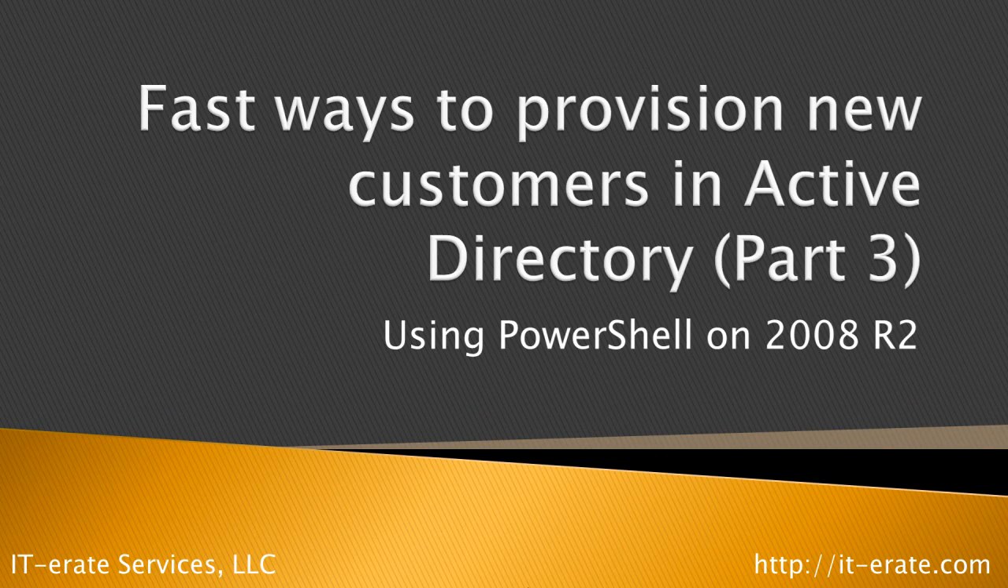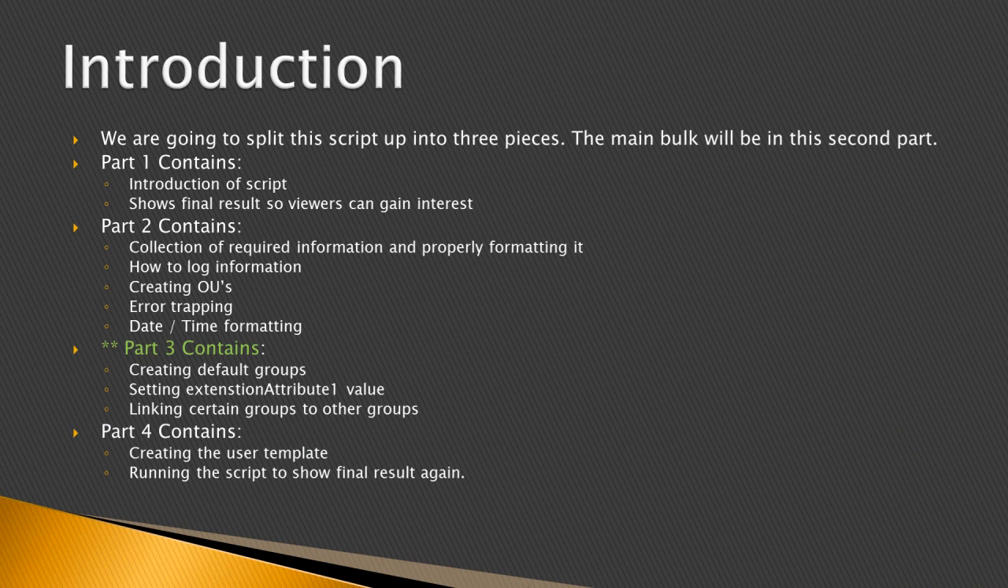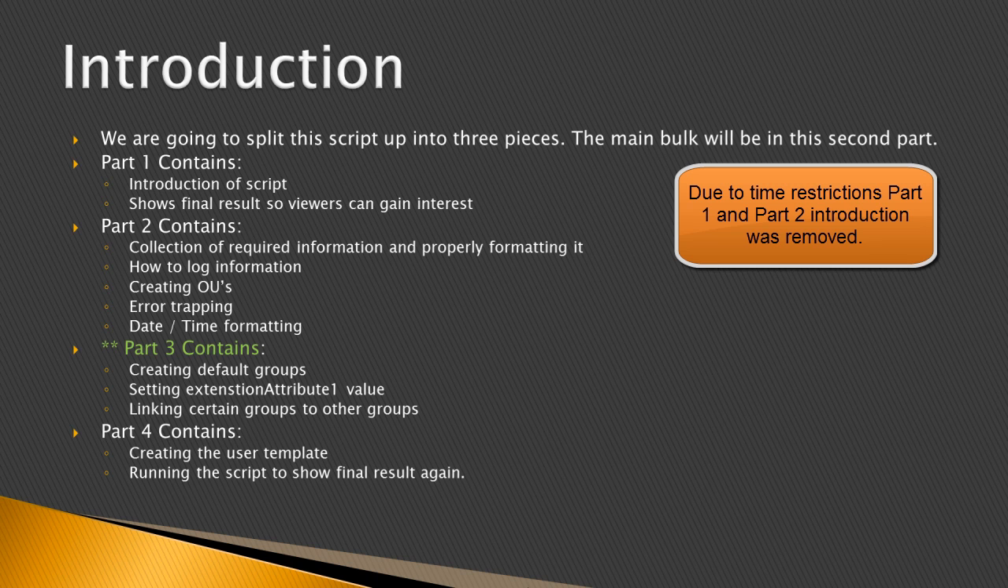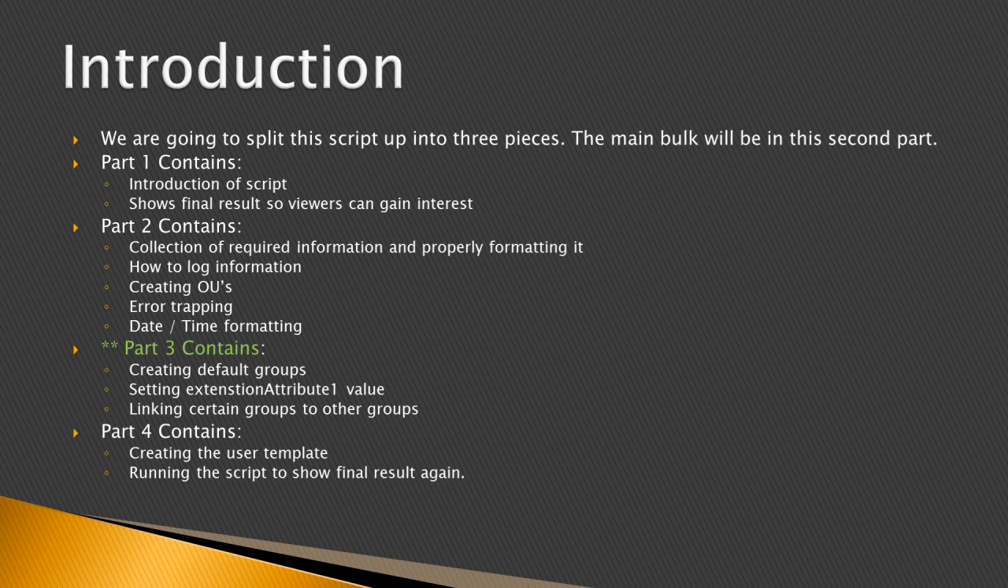My name is Craig Irvin, and you're watching Fast Ways to Provision New Customers in Active Directory Part 3. In this lesson series, we are going to be using PowerShell on a 2008 R2 domain controller. Part 3, we create some default groups, we set the extension attribute value, and we link certain groups to other groups. And in Part 4, which will be developed a little later on, we're going to wrap things up by showing how to create a user template and then rerun the script and show the final results again.